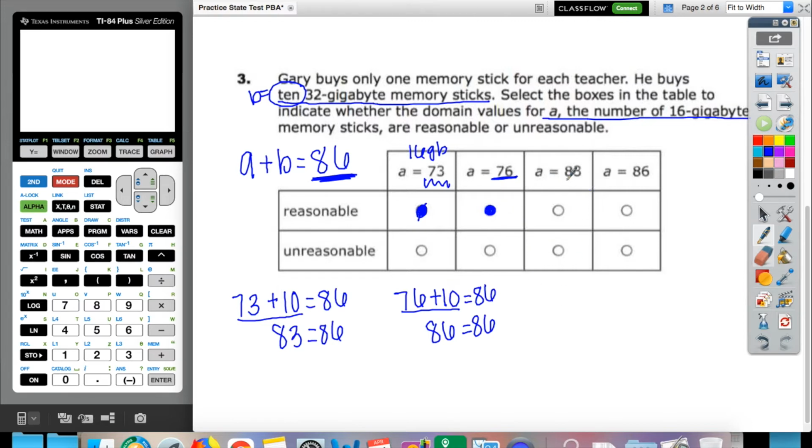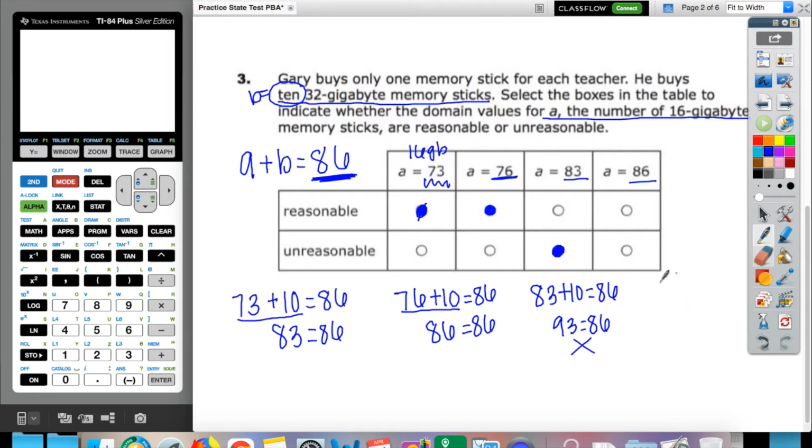For the third one, A is 83, so if I plug that in for A, B is still 10. So 83 plus 10, that is 93. So he went over what he was allowed to get. He only needed 86. He went well over that. So this one is unreasonable. If he goes over his 86 teachers, he's probably going to go over his $600 maximum that he has. And you can always plug it in and test that out. So this one doesn't work.